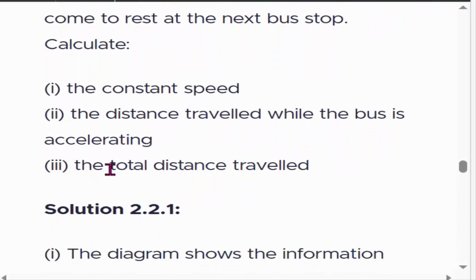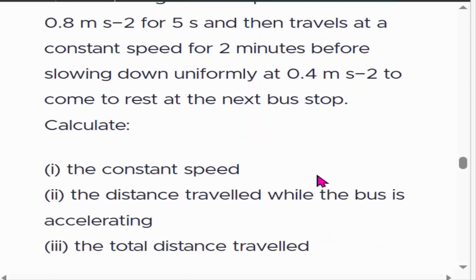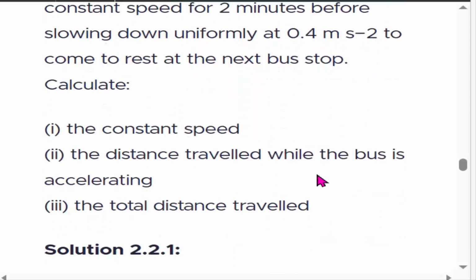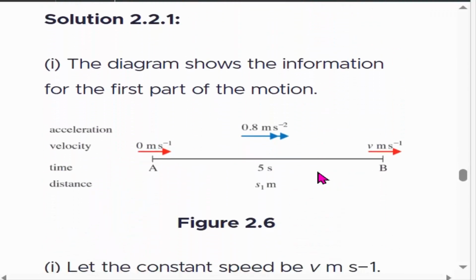I think the best thing is to plot them in a graphical form, because the bus is leaving at a bus stop which accelerates at 0.8 meters per second squared for 5 seconds and then travels at a constant speed for 2 minutes before it's slowing down uniformly. So you can actually visualize it: it goes up that way, stays like that, and goes down. So please look at how to draw this, and this is the linear way of representing it.